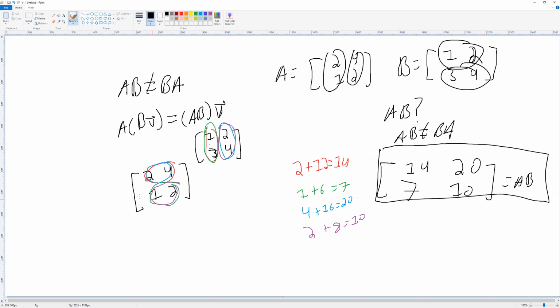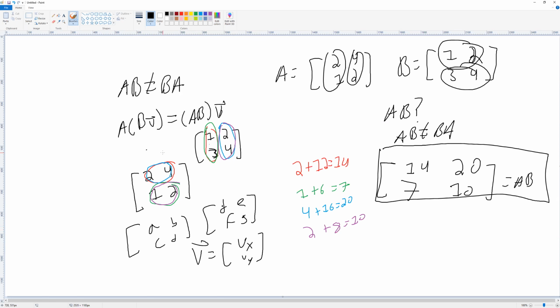So for the second property right here, I would recommend choosing A, B, C, D for A, and then for B you choose D, E, F, G. That's like the most intense way to prove it. And it's a good practice with matrix multiplication to show that this is true. And then you can let V equal Vx, Vy, and you'll see that these two are equal.